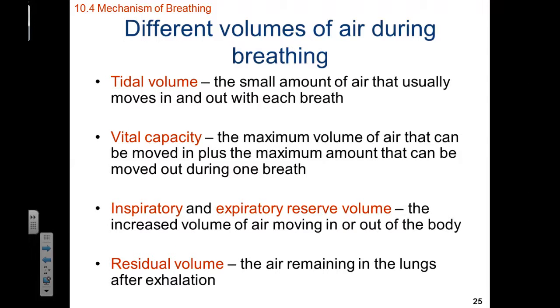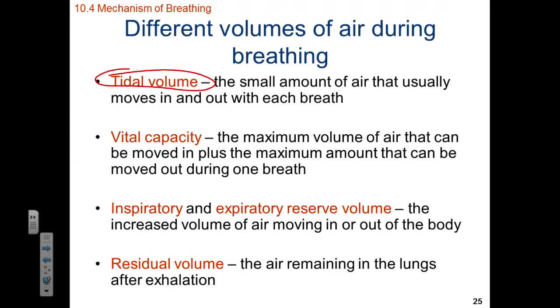Now, as we're breathing in and out, in and out, in and out, there are different volumes that we can move in and out of our lungs. The tidal volume repeats over and over again, kind of like the tides. It's the default change in lung volume. This is the amount of air that we move in and out with a gentle, relaxed breath.